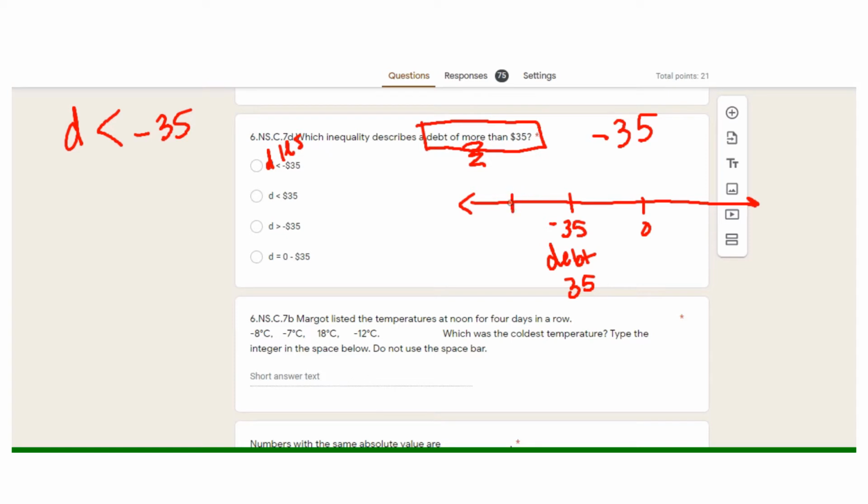So a number that's more debt than that, let's say negative 45. The number negative 45 is represented by a debt of $45. So a debt of $45 is going to be a debt that's more than a debt of $35 because negative 45 is less than negative 35. A debt that's less than $35 will be any number to the right. So let's say negative 25. A debt of $25 is going to be less than a debt of $35. So the answer that you need is A.